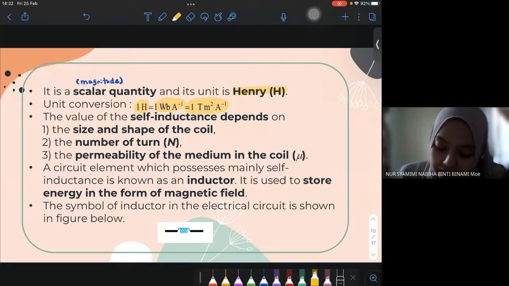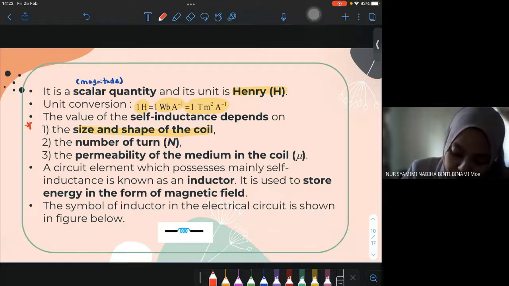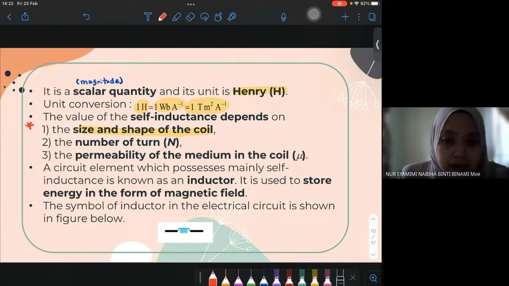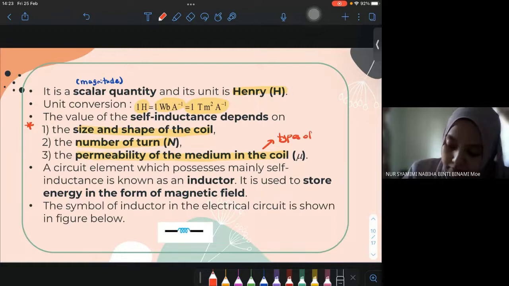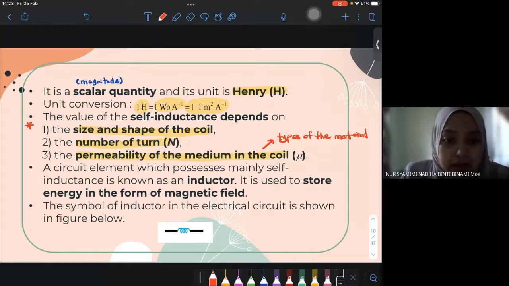The value of the self-inductance depends on the size and shape of the coil. This part is very famous in your UPS questions or Paper 1 questions. Okay, the number of turns and the permeability of the medium in the coil. What is meant by permeability? Types of the materials. Sebab lain materials akan mempunyai nilai permeability yang lain. Okay.